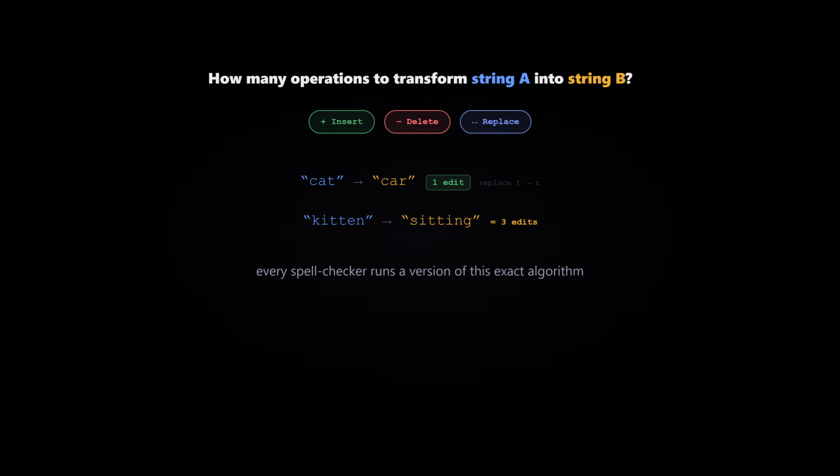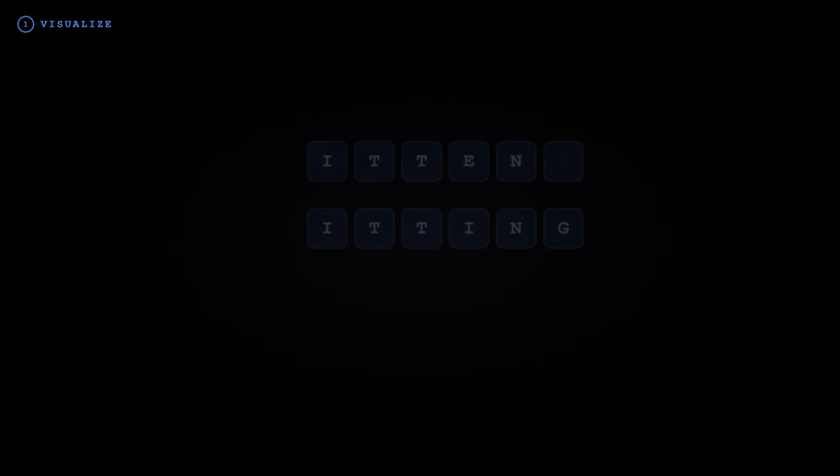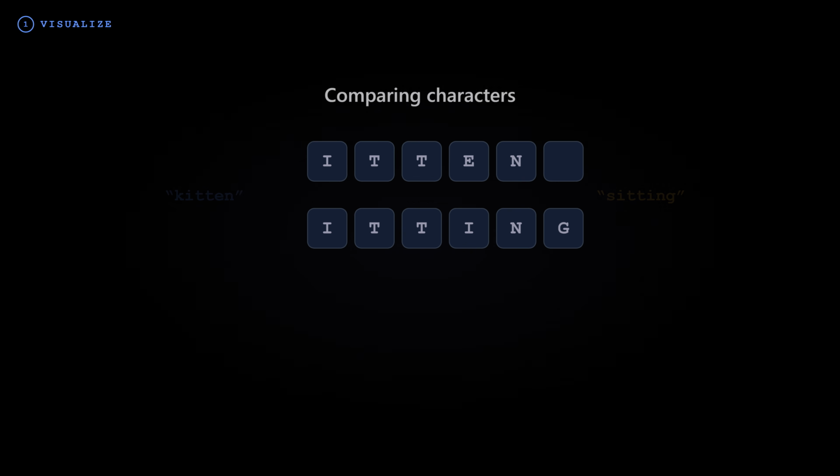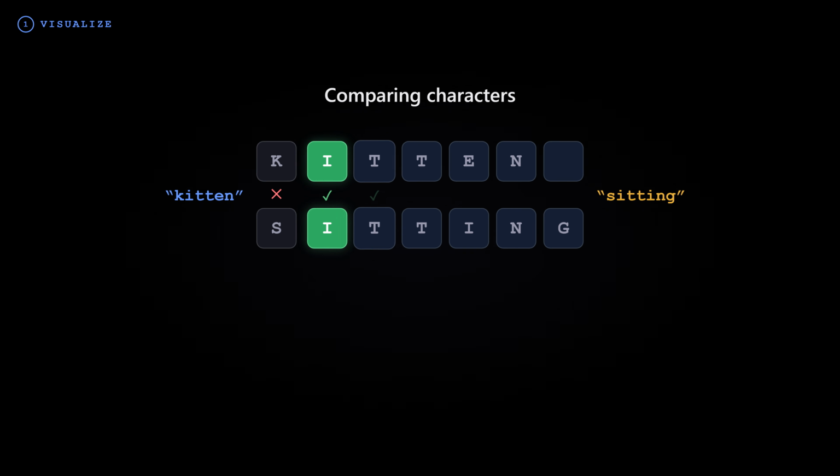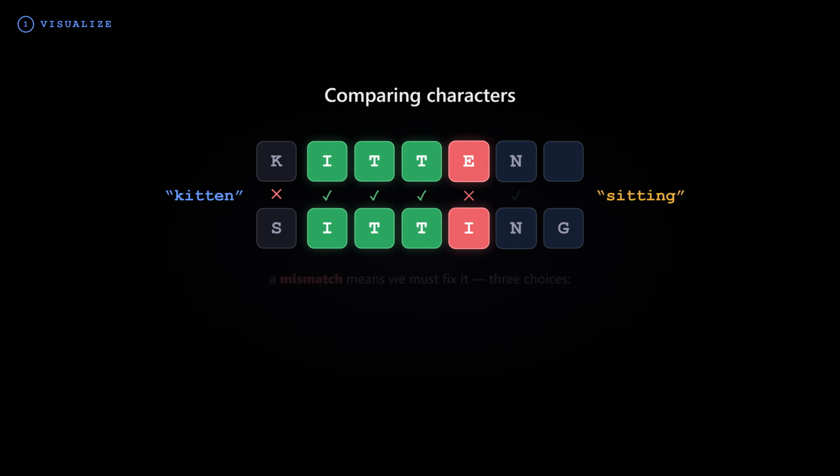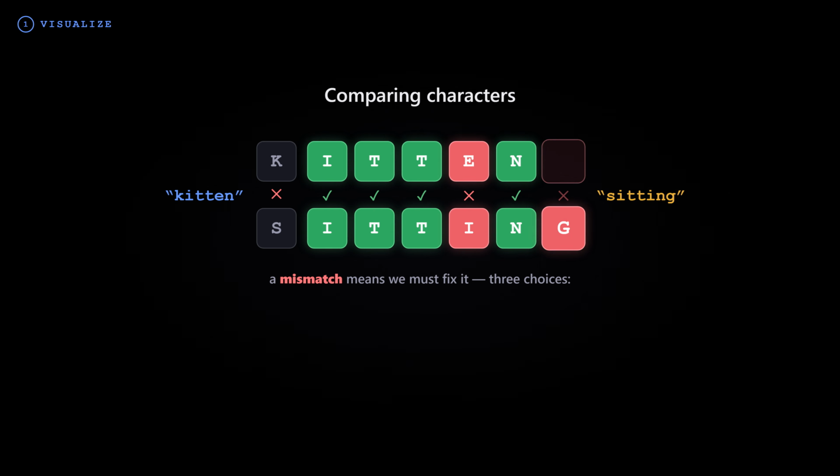Trying to keep track of every possible combination of insertions, deletions, and replacements gets overwhelming fast. Let's run it through our 5-step framework. Step 1. Visualize. Instead of staring at the whole word, let's just look at the very first character of both strings. If those characters match, great. We don't have to do anything, and we can just move on to comparing the rest of the string. But when they don't match, we have to make a choice to fix it.